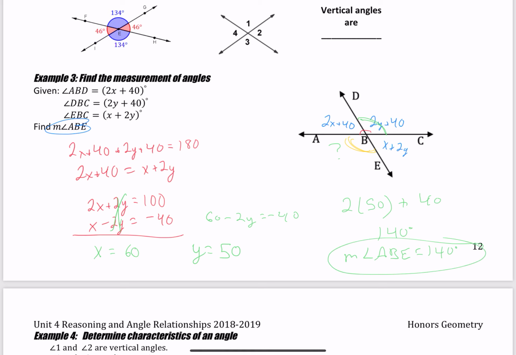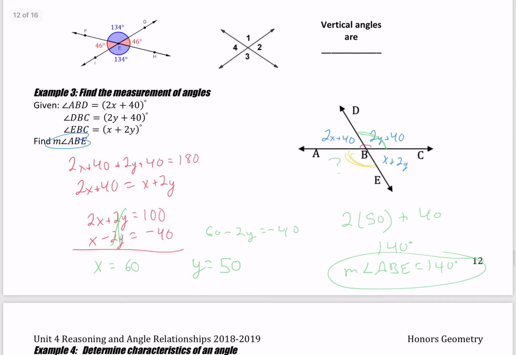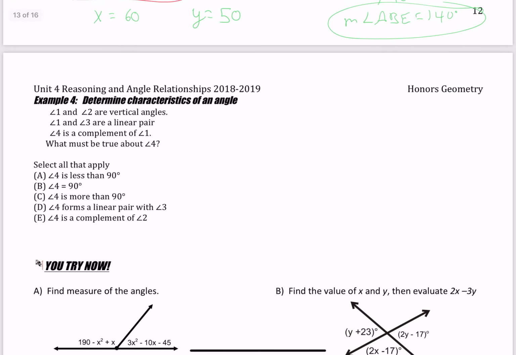Alrighty, so those, a lot of algebra there. Okay, make sure you get that down. Ask me questions if you got them. Next is example 4. Determine the characteristics of an angle.